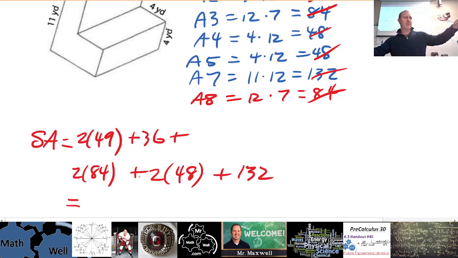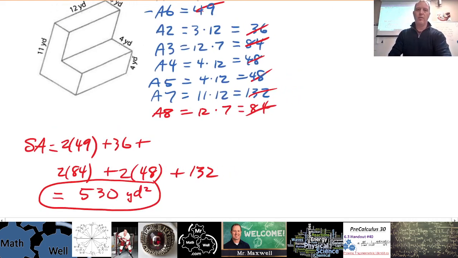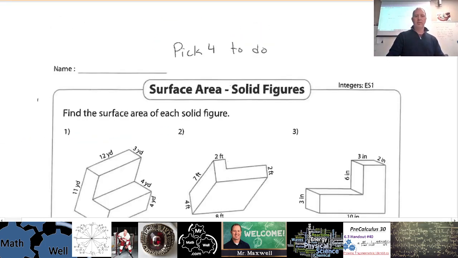What'd you get? 698. Did anybody else get 698 on your calculator? Wait, you got 530? Oh, okay. Okay, by the witness of 2 or 3 witnesses, the truth shall be established. So what do we got here? What's the number? 530? Even 530? Okay, I'll trust you. 530. And that's going to be square yards, or yards squared. All right, so for the second part of your worksheet, that's question number 1, 530 yards squared.